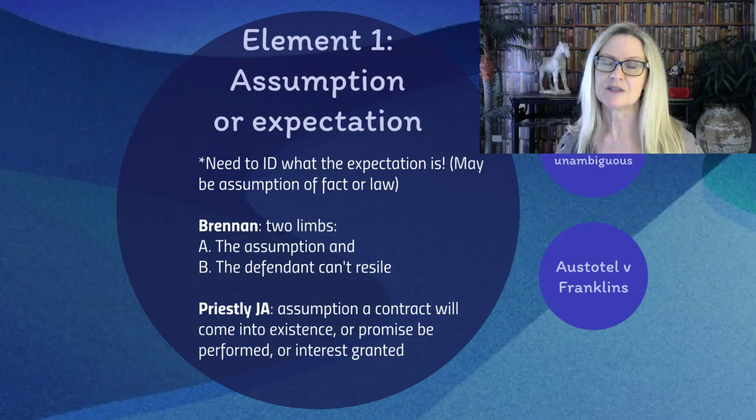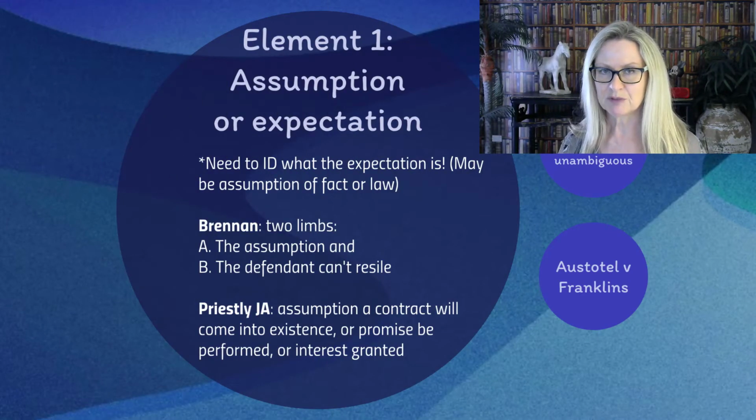The first element is that there's an assumption or expectation that's adopted by one of the parties, and here you need to be very careful to identify exactly what the expectation is. It might be an assumption of fact, it might be an assumption of law, it might be mixed, but in any event, that assumption, according to Brennan, will have 2 limbs to it. Firstly, the assumption itself, and secondly, the more implicit assumption that the other party won't be able to renege or resile from the assumption that has been adopted by the other party.